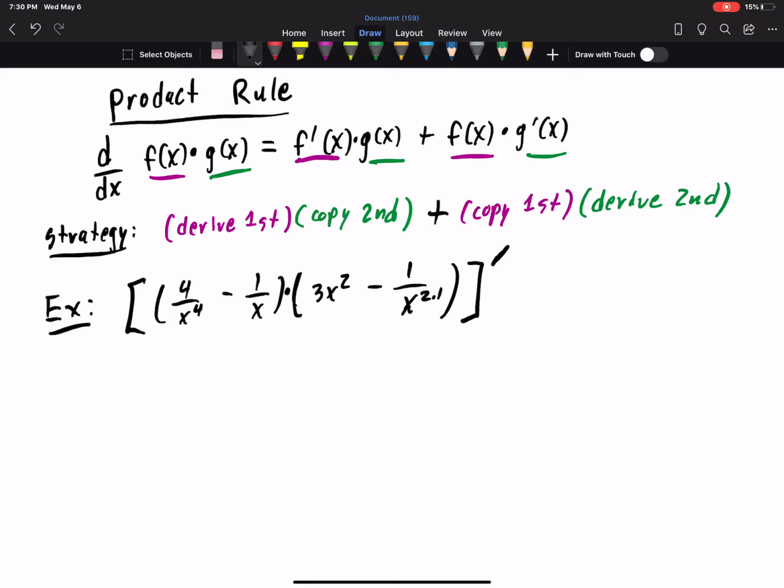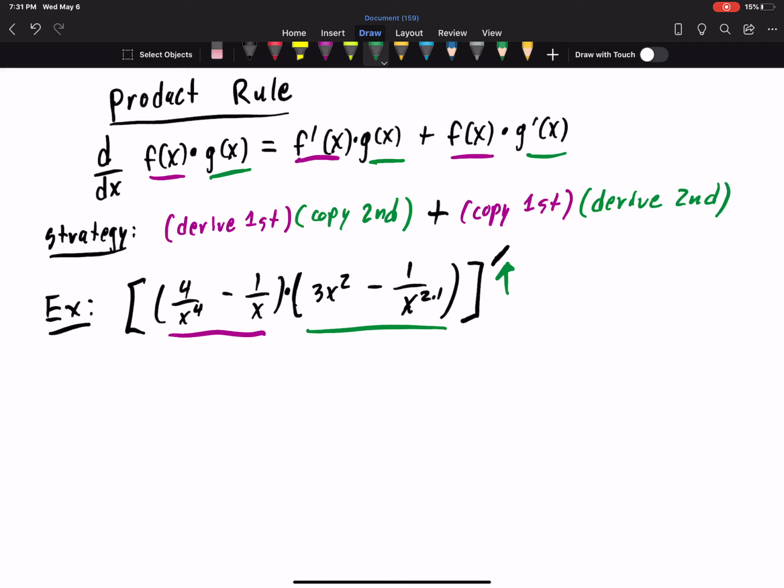All right, so in this example, we are trying to find the derivative, albeit the notation is slightly different. I'm using a prime instead of a d/dx. We're trying to find the derivative of this product of this quantity and this quantity. We have 4 over x to the fourth minus 1 over x in the first quantity. We have 3x squared minus 1 over x to the 2.1 power in the second quantity.